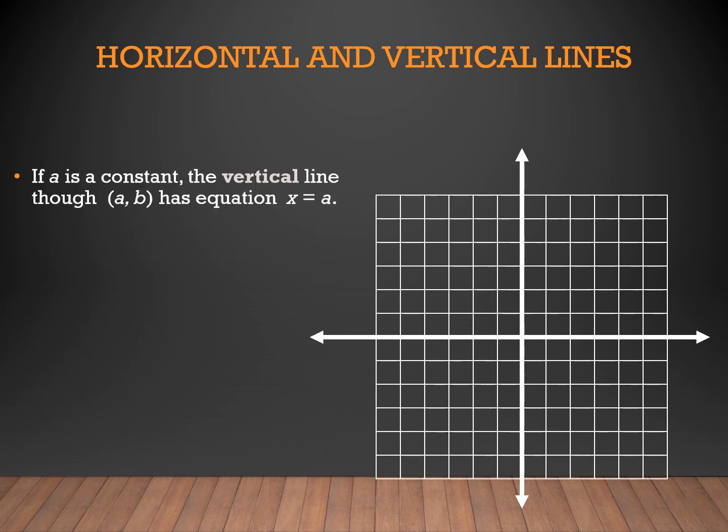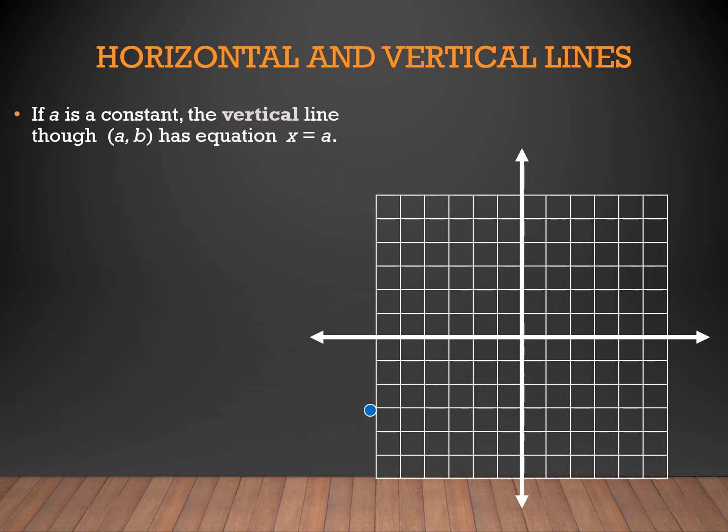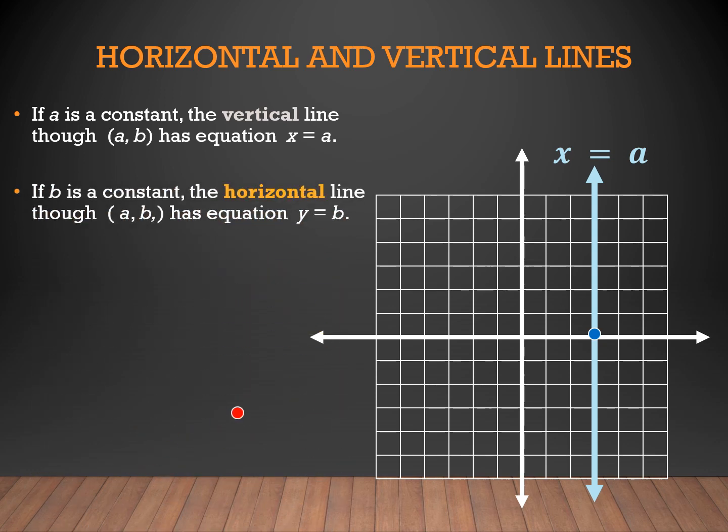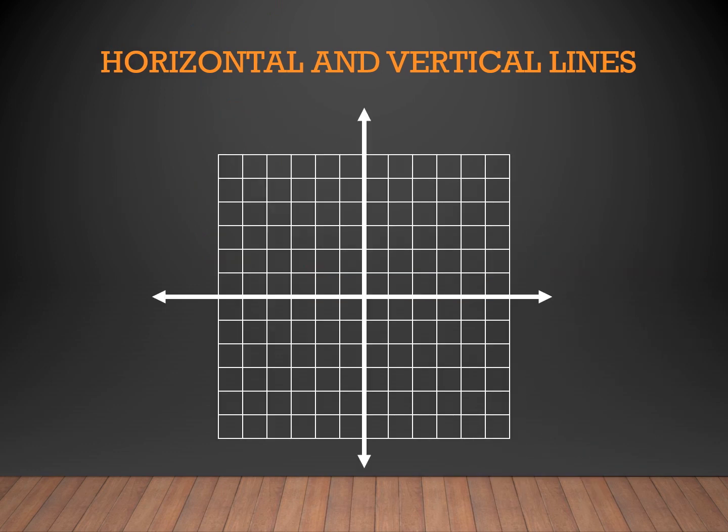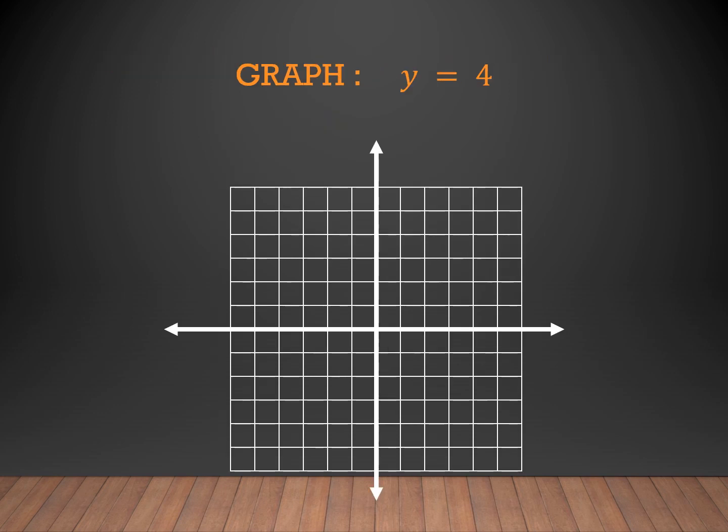Horizontal and vertical lines. A vertical line is x equals a number, and a horizontal line is y equals a number. So if I want to graph x equals negative 3, notice it's going to be a vertical line that goes through negative 3. If I want to graph y equals 4, it's going to be a horizontal line that passes through 4.